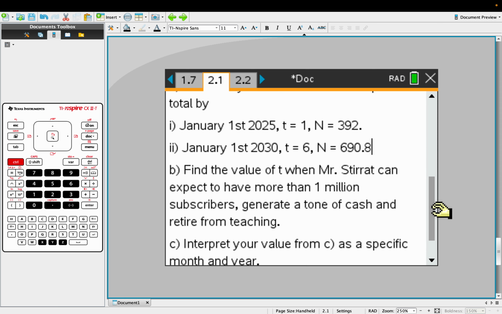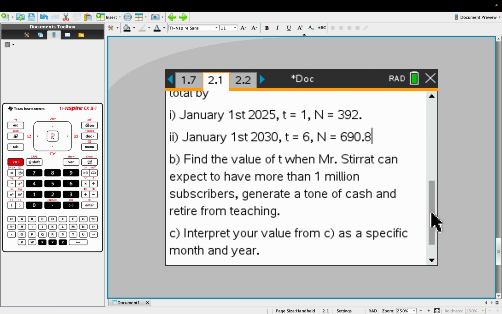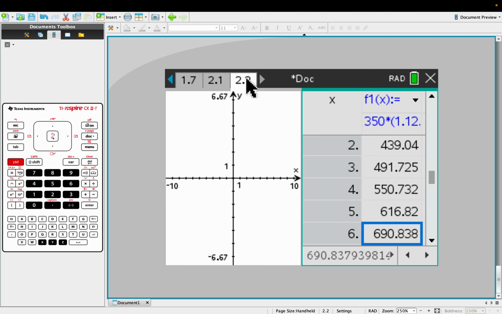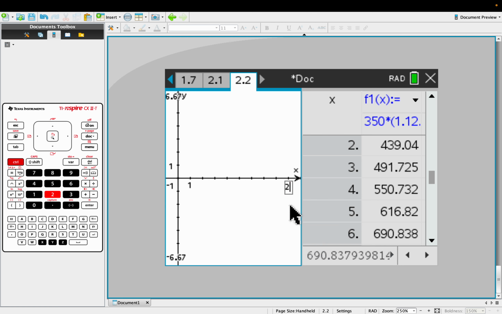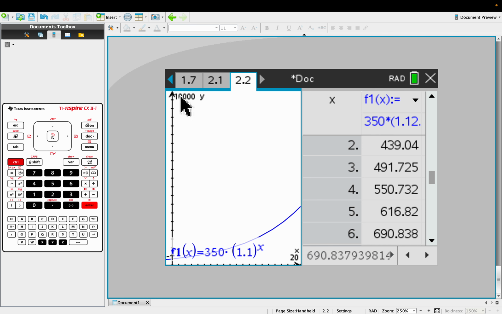Brilliant. So next one, find the value of t when Mr. Stewart can expect to have more than 1 million subscribers. Well, actually what I'm going to do now is change the scale, okay? If I want to change the scale quickly, I just double click. I'm going to put -1 here. I'm going to have this going up to 20 years, and I'm going to change the y-axis to go up to 10,000. Okay, so look, after 20 years I'm only up to less than 10,000.